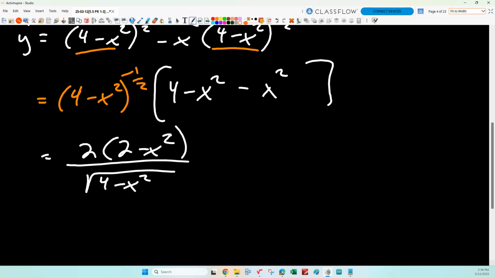So the derivative is undefined where the denominator is 0. Where would that be in our domain? 2 and negative 2. But those are the endpoints of my domain, right? So we're going to check those anyway.